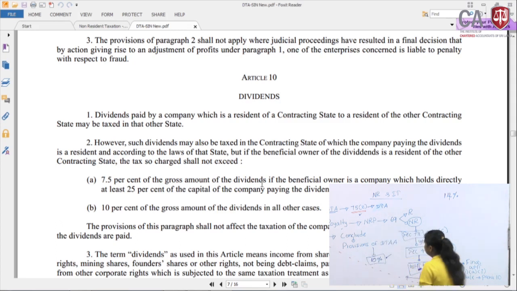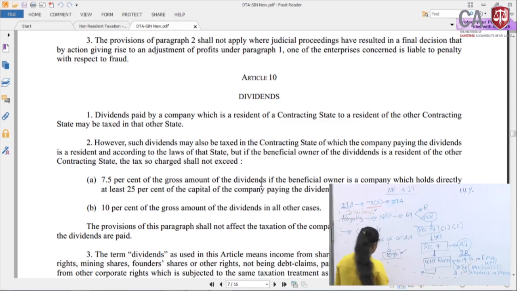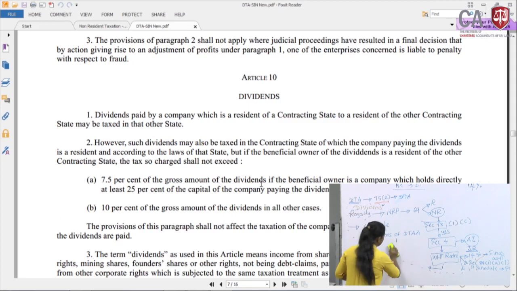In other cases, 10% of the gross amount of dividends. Now, I am again coming to this chart. In this chart, this is not royalty. I am talking about the dividend. Dividend, as per the act, is 14%. But in the double taxation treaty between Sri Lanka and Singapore, it is 7.5% if the investment in shares is directly at least 25%. If not, it's 10%.